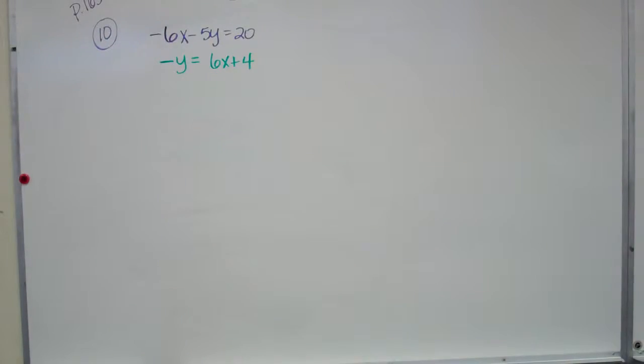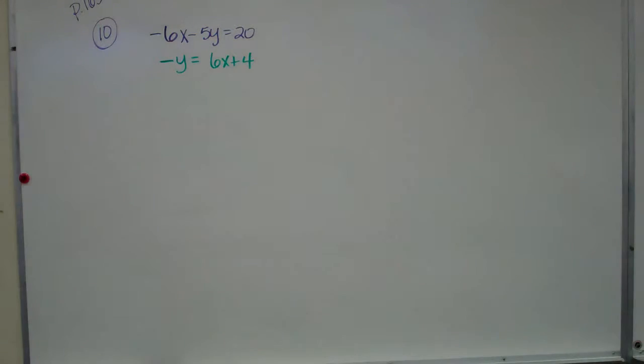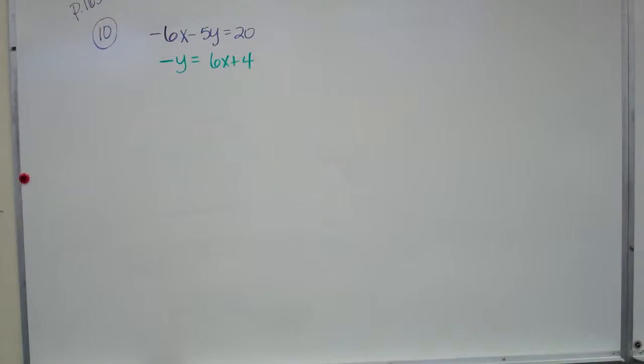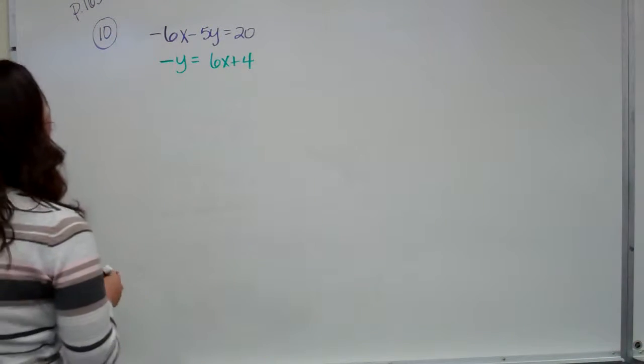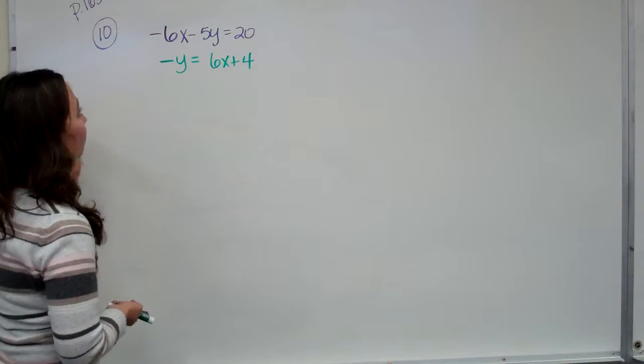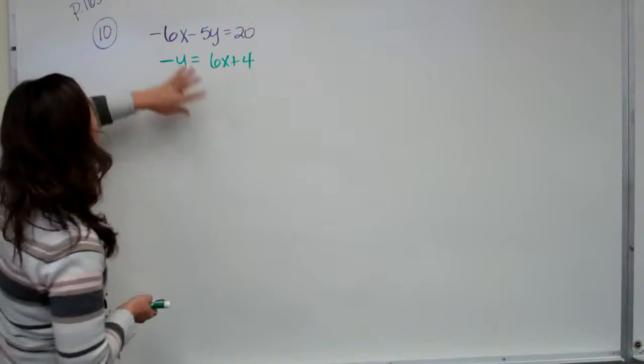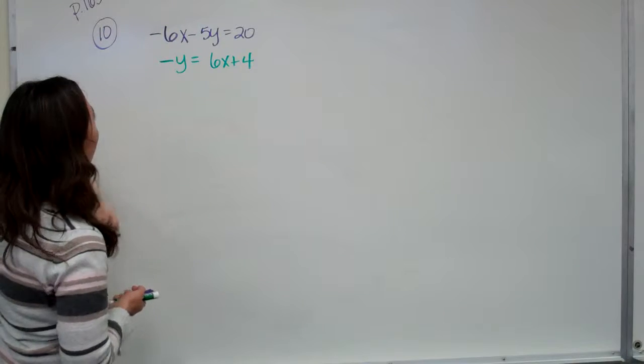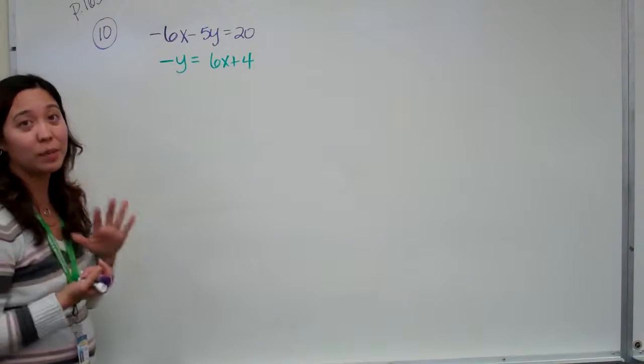Okay, I'm doing number 10 off of this worksheet, page 165 on the Pizzazz worksheet. What I have is a system of two equations I'm trying to solve using the addition method. So I have this and this that I want to add together, but it needs to be lined up.